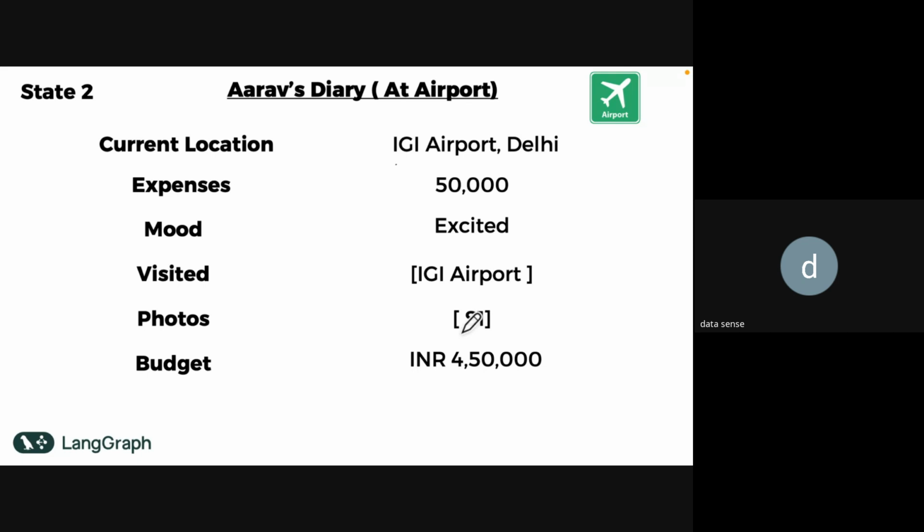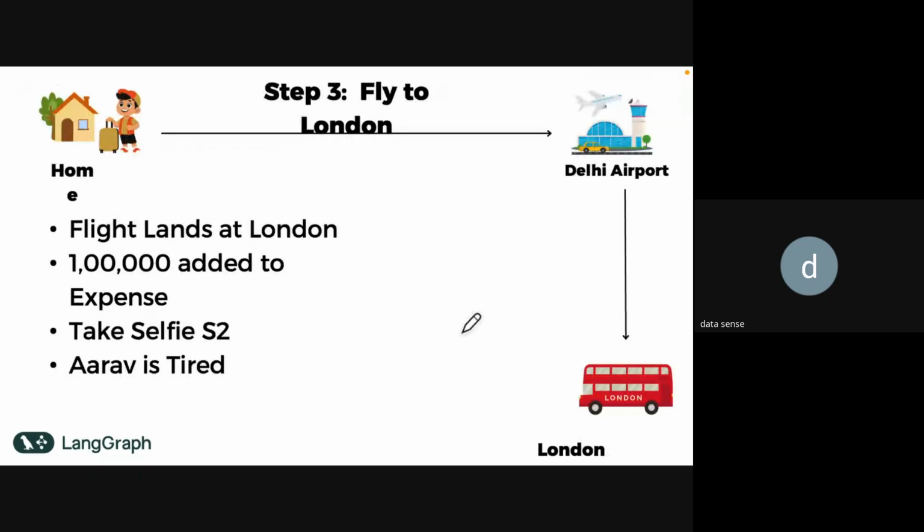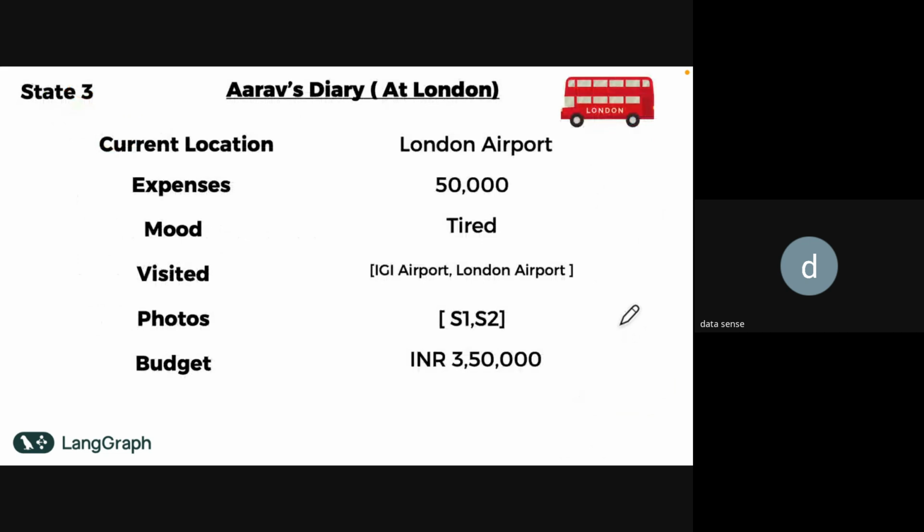Now what will he do? He'll move next. Now he'll fly to London. So from Delhi he'll fly to London, and what will happen? His location will change to London. Let's say he spent 1 lakh rupees. I don't know why, but let's say he spent 1 lakh rupees. He takes a selfie S2, and now he's feeling tired because maybe he traveled a lot. It's a big flight, so he would have been tired. So now what will he do? He will update his diary once again at the end of this step. So this is how page 3 of his diary looks.